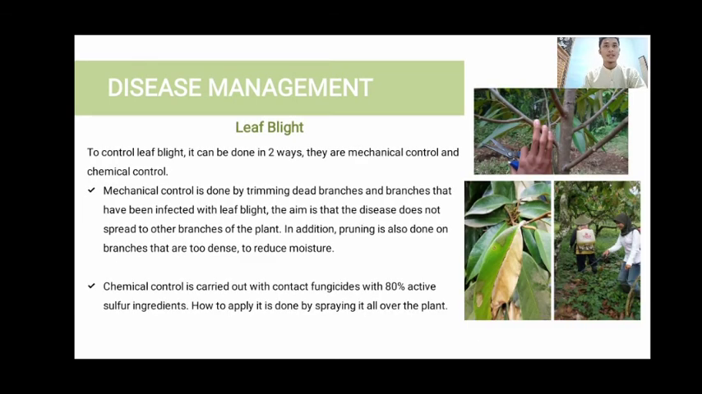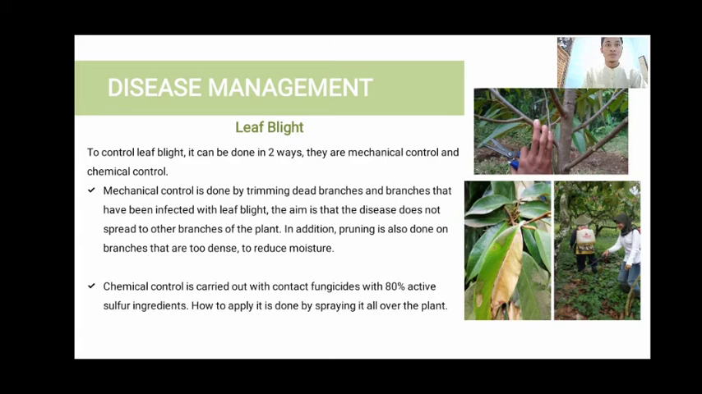Next is leaf blight. To control leaf blight, it can be done in two ways: mechanical control and chemical control. The first is mechanical control. Mechanical control is done by trimming dead branches and branches that have been infected with leaf blight. The aim is that the disease doesn't spread to other branches of the plants. In addition, pruning is also done on branches that are too dense. The pruned branches are then burned.